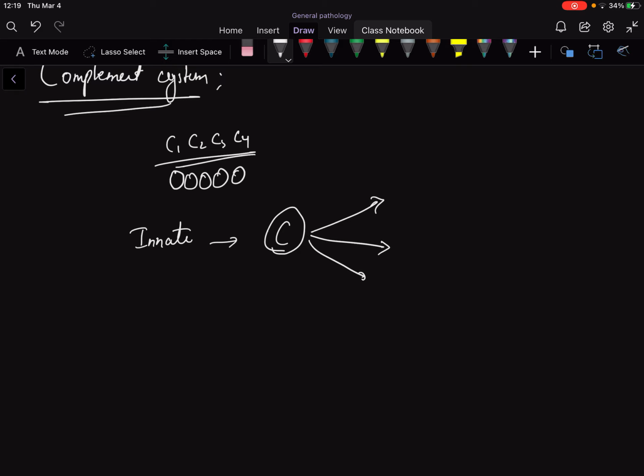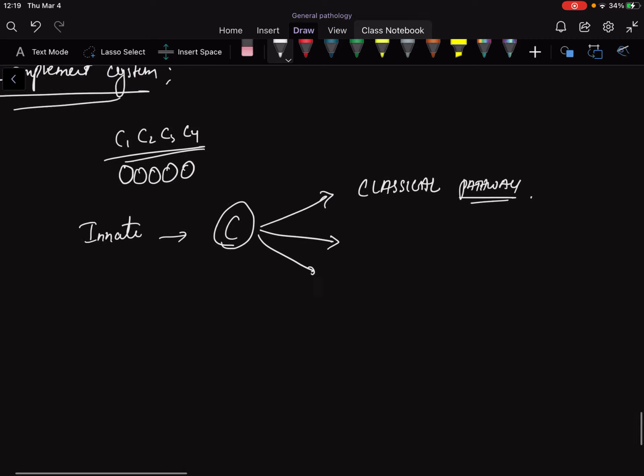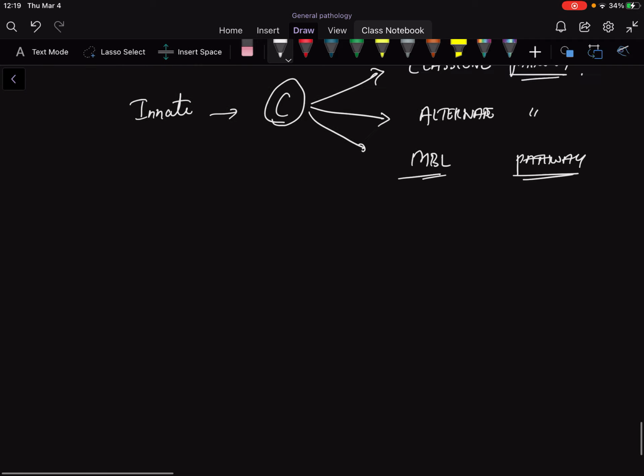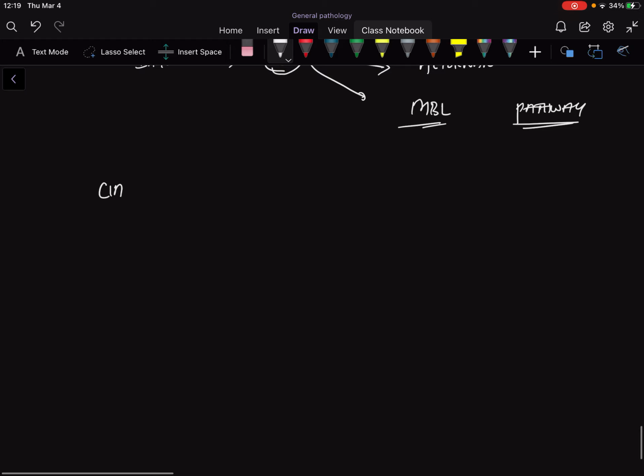One is the classical pathway, which will activate the complement proteins. The second one is the alternate pathway, and the next one is the mannose binding lectin pathway. I will briefly discuss the classical, alternate and mannose binding lectin pathways. So what happens in the classical pathway?